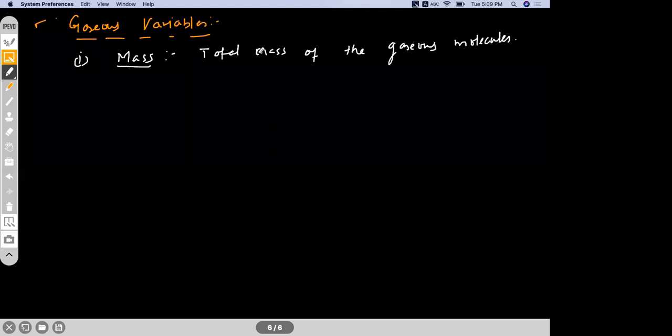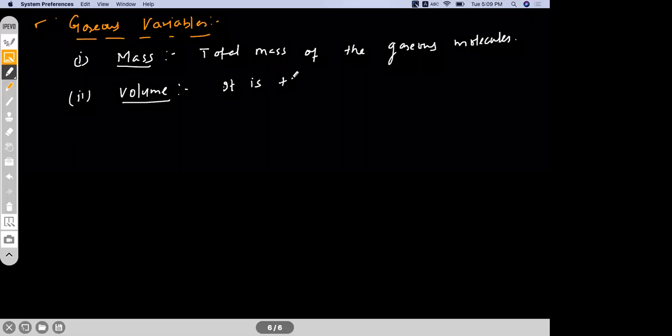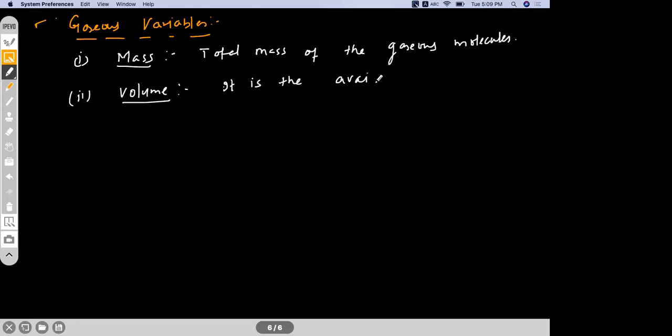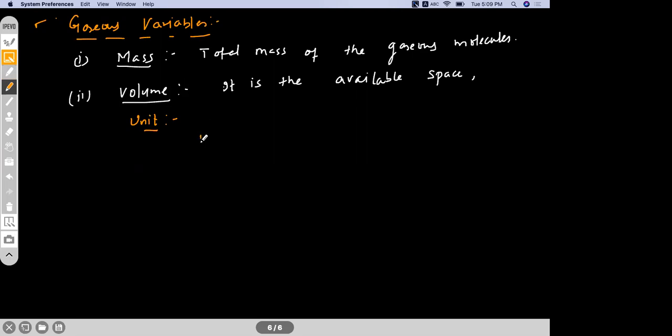Next, the second one is the volume. Write down quickly. Volume is the available space. Volume is nothing but the available space for the gases. The unit you must take care of. The unit of volume is meter cube, or 1 meter cube we can write as 10 to the power 3 decimeter cube, which is equal to 10 to the power 3 liter, which is equal to 10 to the power 6 milliliter.